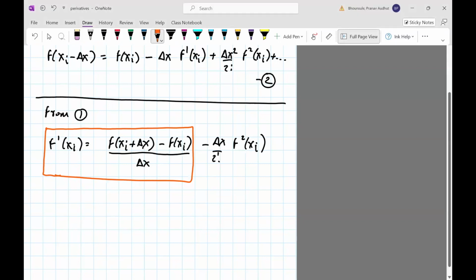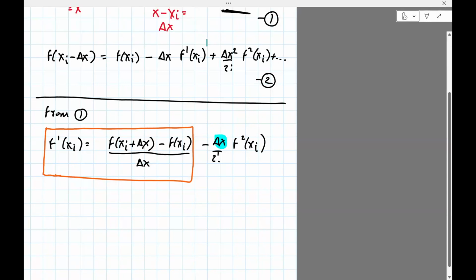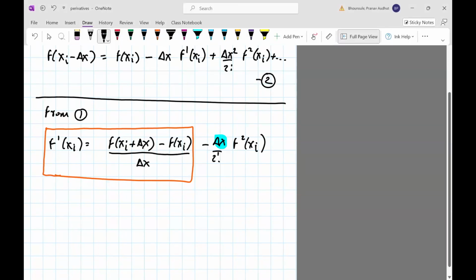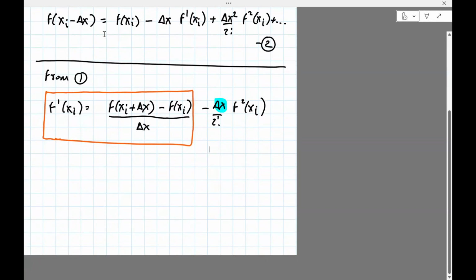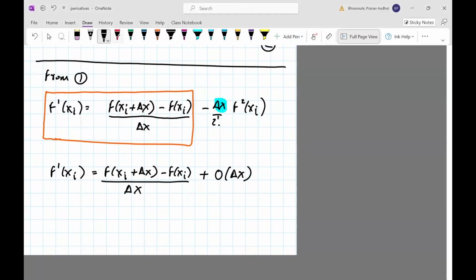So it turns out that your accuracy depends on the leading term. So whatever approximation you do is accurate to delta x. So the truncation is of order delta x. The way this will be written in a book would be something like this: f dash x i equals f of x i plus delta x minus f of x i, divided by delta x, plus O of delta x.